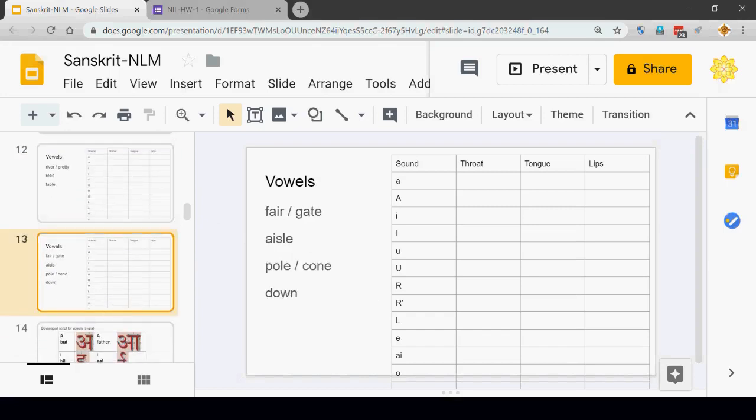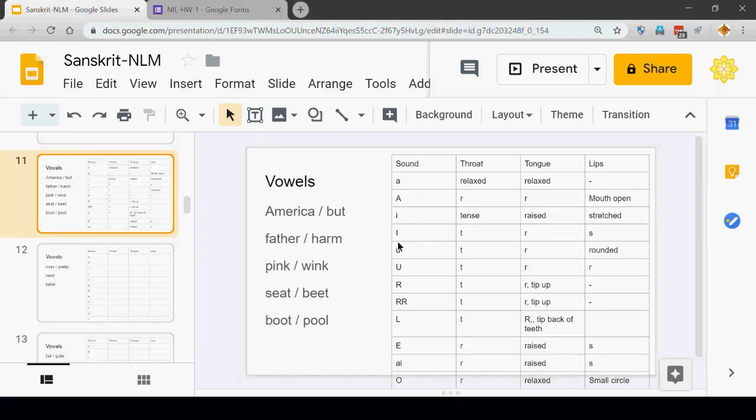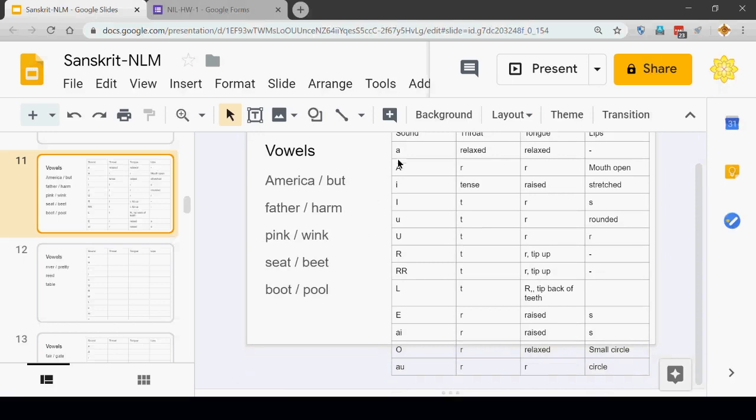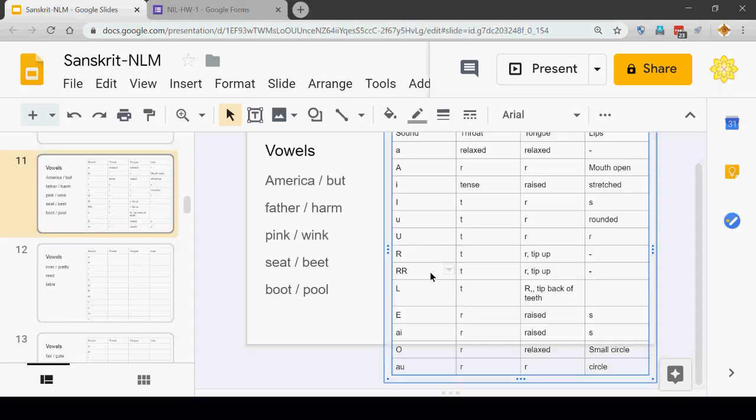Veena, if you can kindly repeat all these sounds once again from the first to the last. America. No, only the sounds, the vowels, not the consonants. E, E, U, R, R, E, I, O, O. Yes.